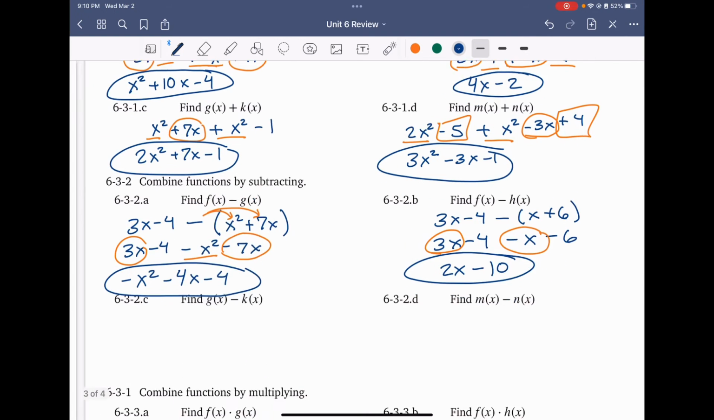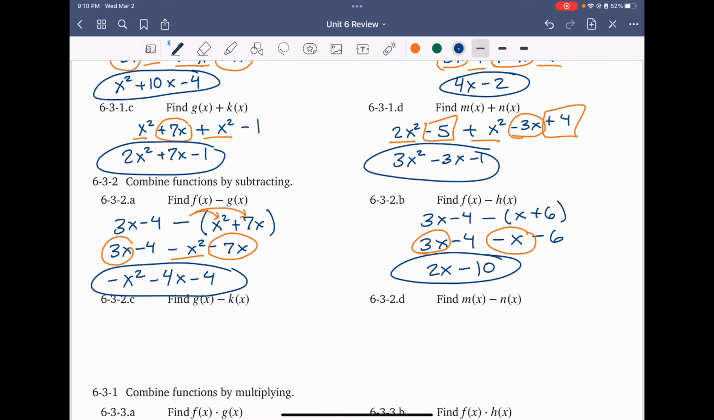All right, next one, g of x minus k of x. So g of x is x squared plus 7x, and we're subtracting k of x, which is x squared minus 1. All right, so this negative that gets distributed, it's going to make this x squared negative, but it's going to make the 1 positive because it switched the sign. The negative times the negative 1 becomes positive. Another way to think about it is that negative outside the parentheses switches the sign of everything in the parentheses.